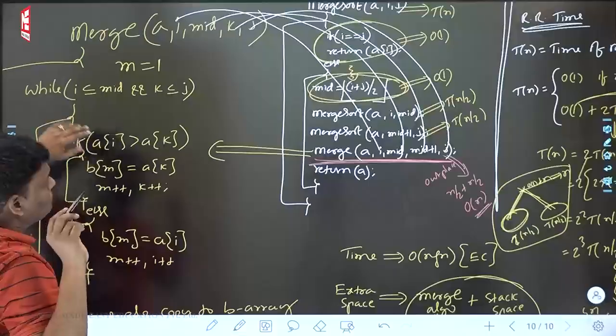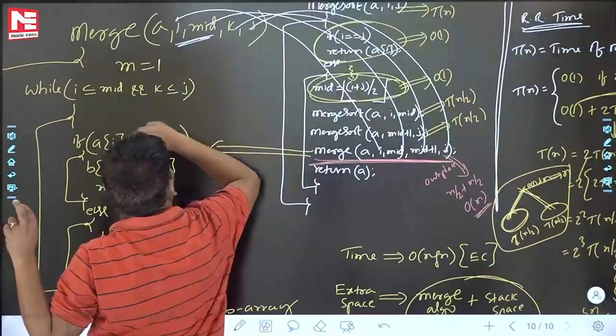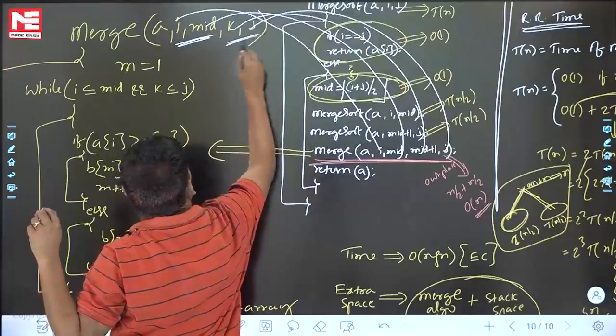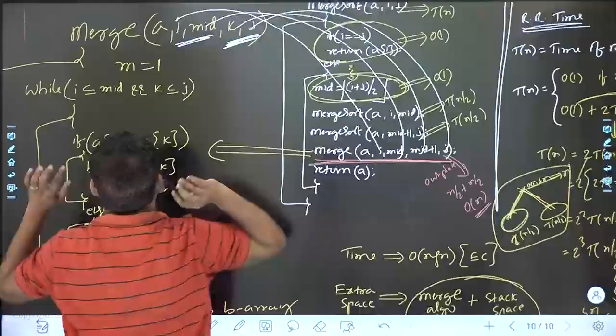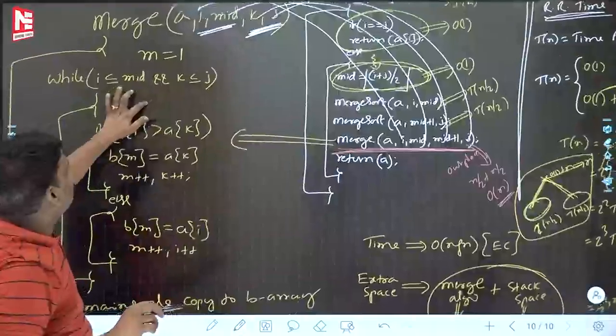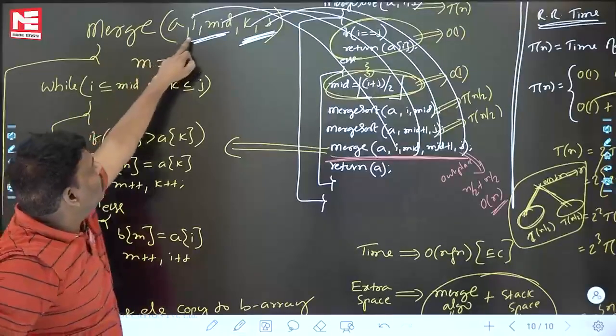The merge algorithm input is going to be two sorted subarrays. The first half is going to be i to mid. The second half is going to be k to j. See this one: what is the starting of the first half? i.